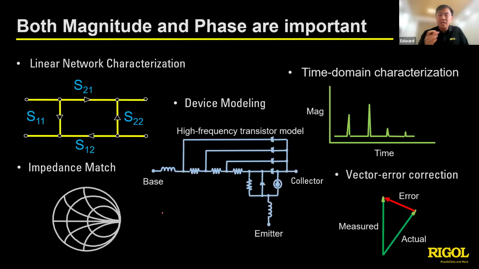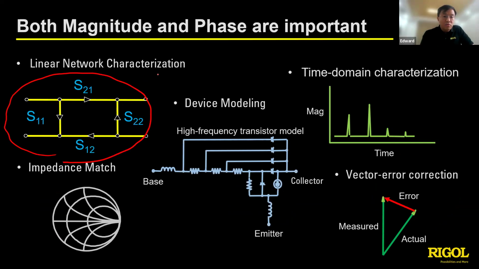So both magnitude and phase are important. On the left-hand side, you can see this is the basic electrical network, and we can describe it by the S parameters concept. So what are S parameters? S parameters are the scattering parameters.